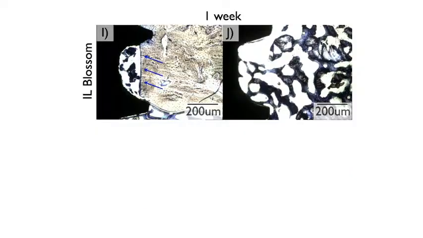Next slide. On the Intralock Blossom design, the healing process is very different. The osteotomy is usually bigger, so we create bone chambers. You see the osteotomy site. After 1 week, as we have seen, the bone formation is very fast. So you see already the woven bone forming in the gap. Next slide.